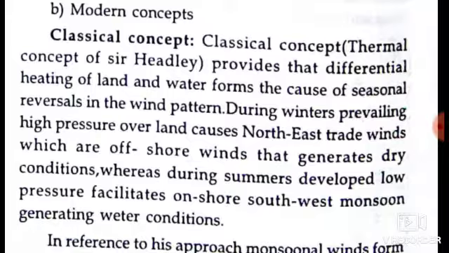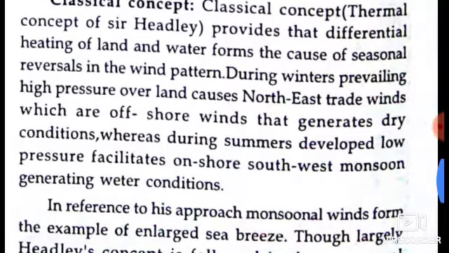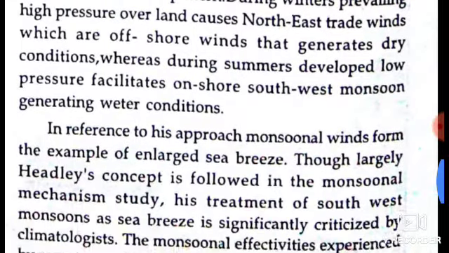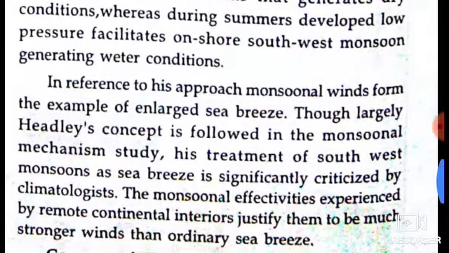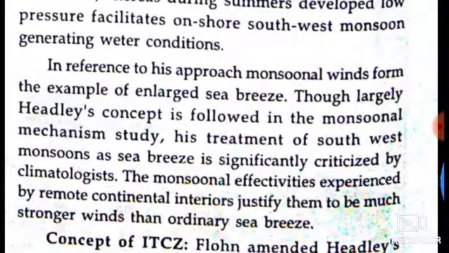During winters, prevailing high pressure over land causes northeast trade winds, which are offshore winds that generate dry conditions, whereas during summers, developed low pressure facilitates onshore southwest monsoon, generating weather conditions. In reference to this approach, monsoonal winds form the example of an enlarged sea breeze.